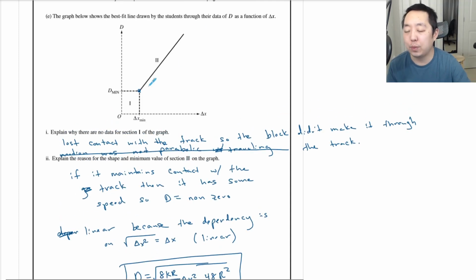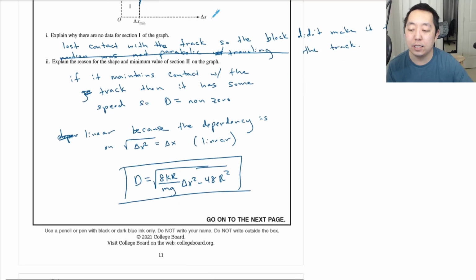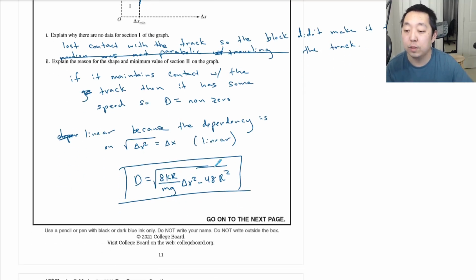So you might expect, depending on the relative weights of the constants, the data to have done something like this instead. But it would have approached a linear line at some point. As delta x increases, this definitely approaches a straight line through the origin.